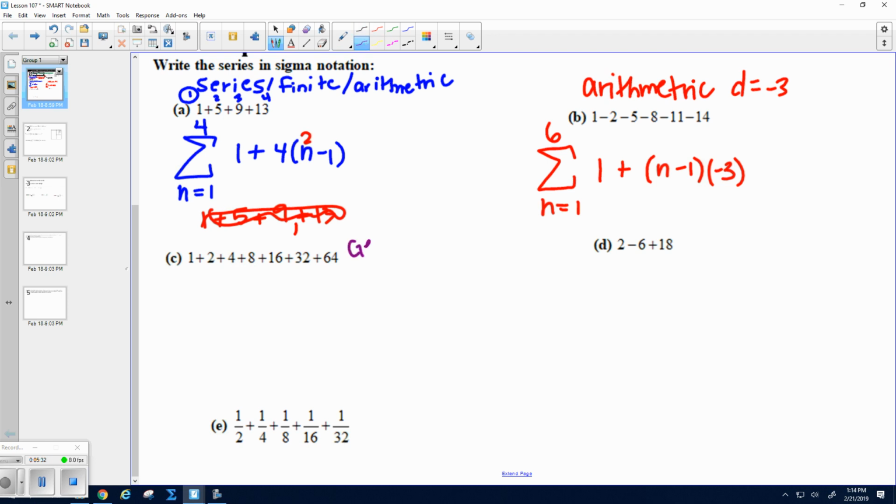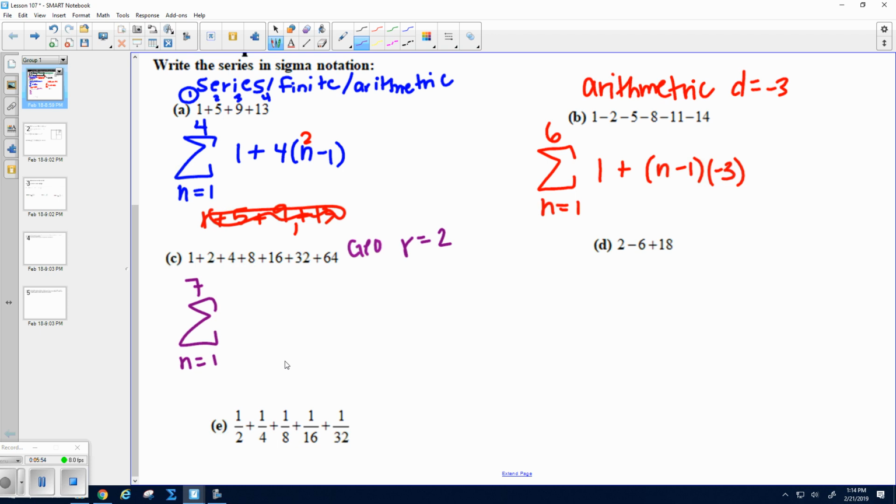I agree with you. Geometric. So that means we have a common ratio. What's my common ratio that we're multiplying by every time? Good. So Riemann sum, we start on our first term and we end with, how many terms are there right here? 2, 3, 4, 5, 6. I agree, 7.